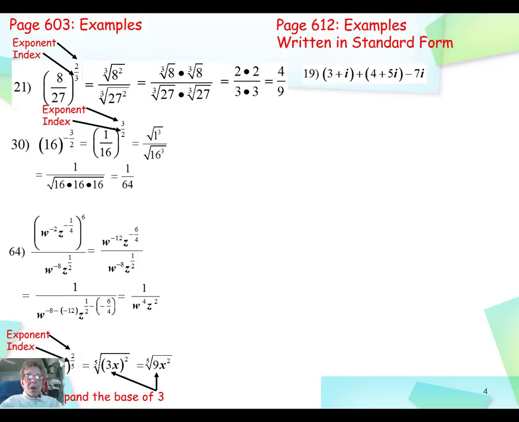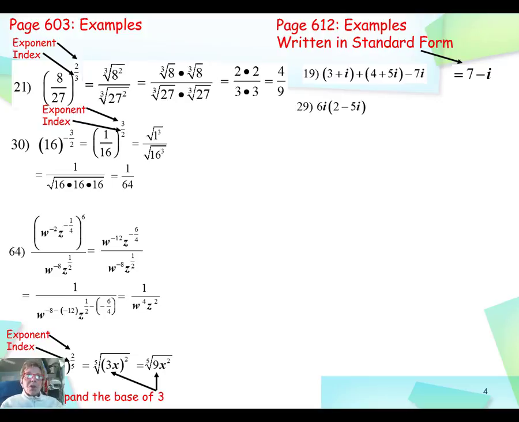When you're adding them, you're going to think about the imaginary part, that we designate by a scripted i, just like you'd think about a variable. So I'm going to add the 3 and the 4 and the negative 7. And I'm going to add the i and the 5i and the negative 7i, and that gives me 7 minus i. This is in standard form, and standard form means the real part, the 7, is first, and the imaginary part is then after the real part. That's number 19.